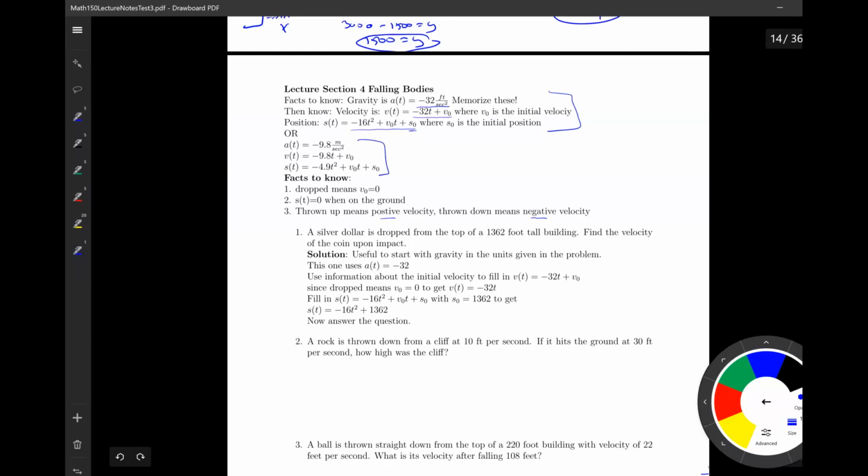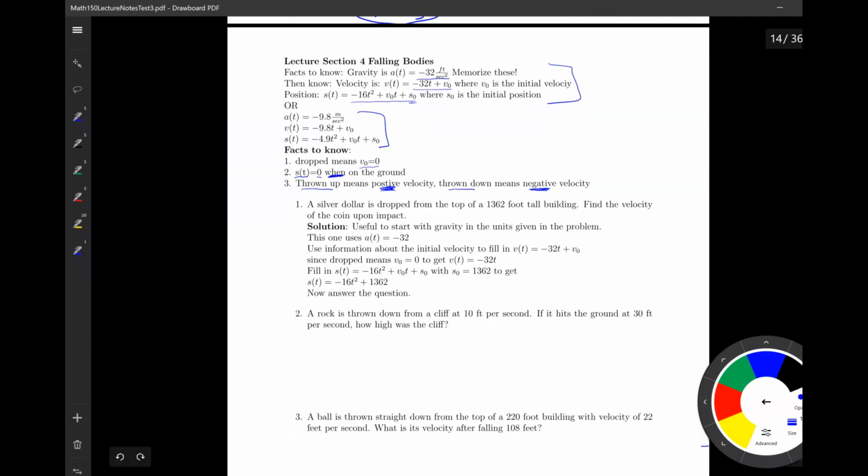If I have metric units going on, then the acceleration of gravity is negative 9.8, and we can do the antiderivative to get those same things. All right, so if I have something being dropped, that means the initial velocity is 0. If I have an object on the ground, that means its position is 0, and many times we'll be finding the time when it's on the ground. And when something is being thrown up, you need to assign it a positive velocity, and if it's being thrown down, you need to assign it a negative velocity.